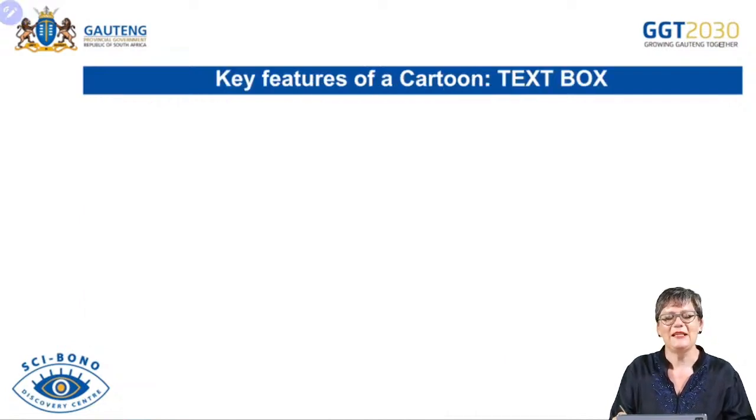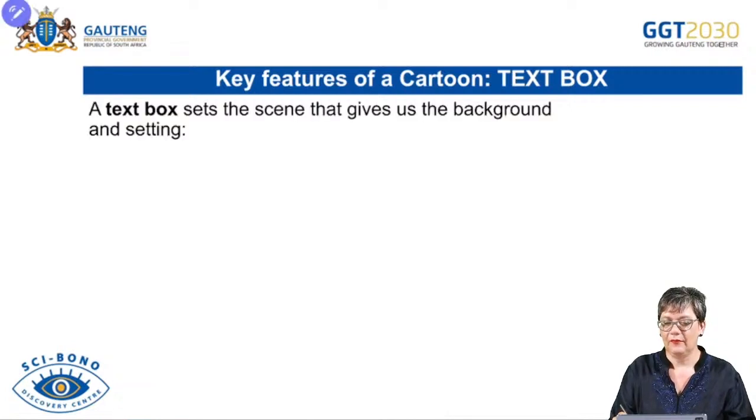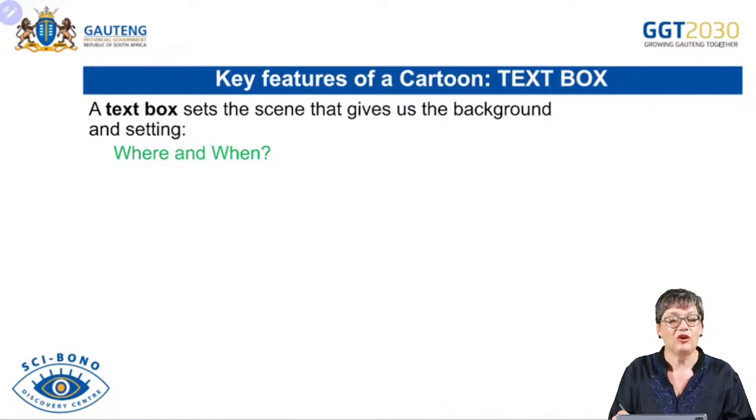Right, let's look at a cartoon. In the question paper, there will be what we call a text box. That is a little box that gives us information about the background and the setting of a cartoon. That's the where and the when the cartoon takes place. So when you read your question paper, make sure you read the text box to make sure you understand where and when this cartoon is taking place. Let me give you an example.